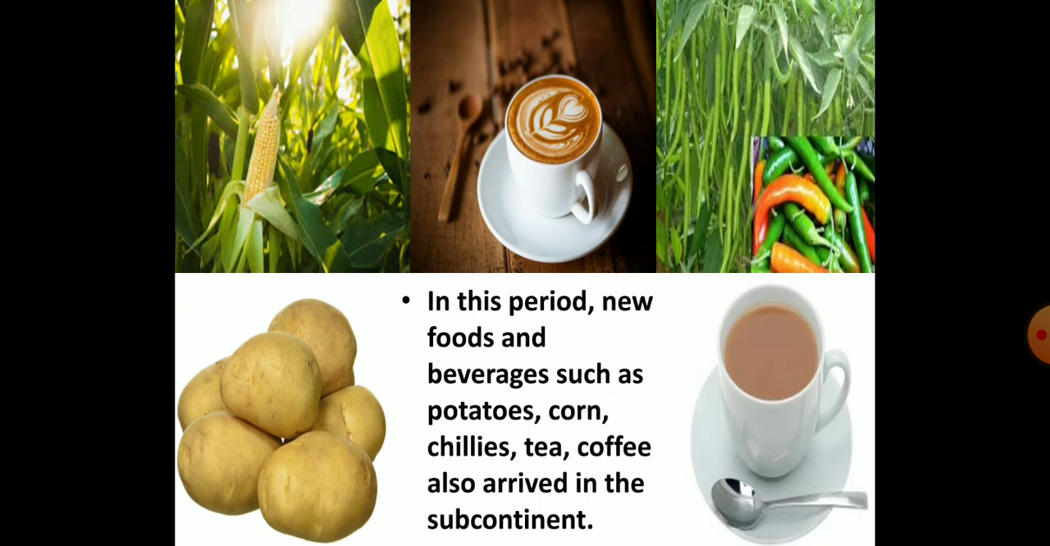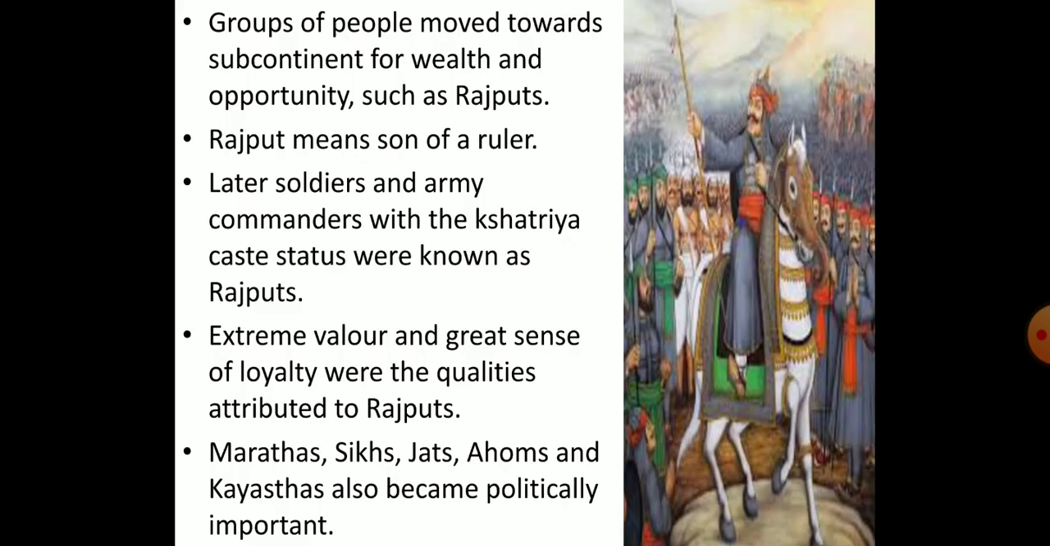These new technologies and crops came along with the people who also brought other ideas with them. Therefore, this was a period of economic, political, social, and cultural change. During this period, the period of 1000 years from 700 to 1750, groups of people moved towards the subcontinent for wealth and opportunities. For example, Rajput.